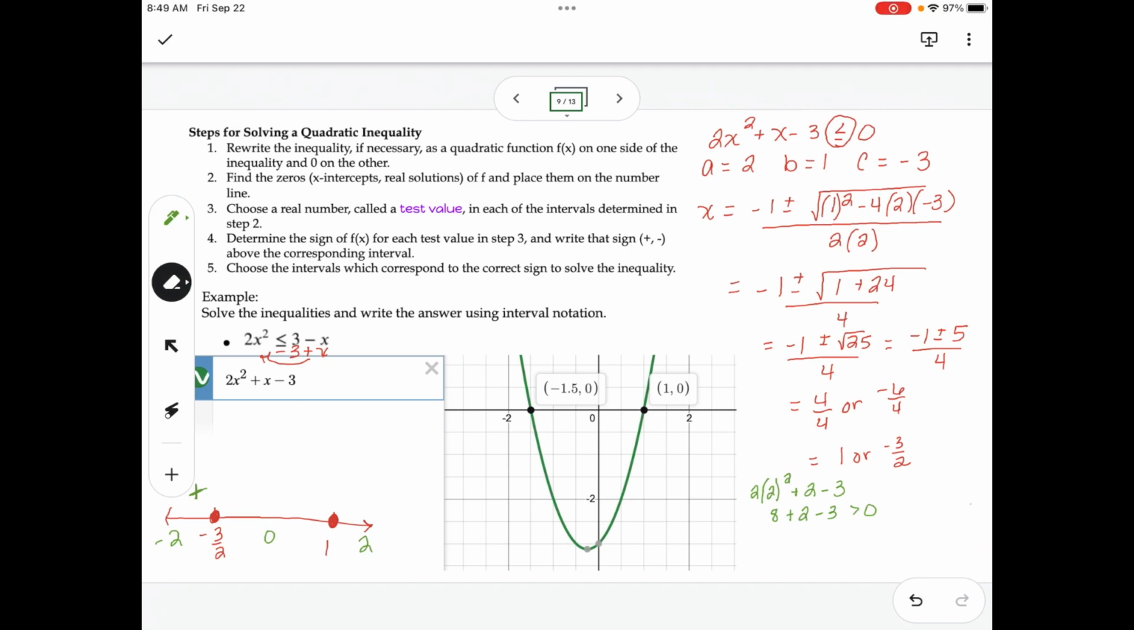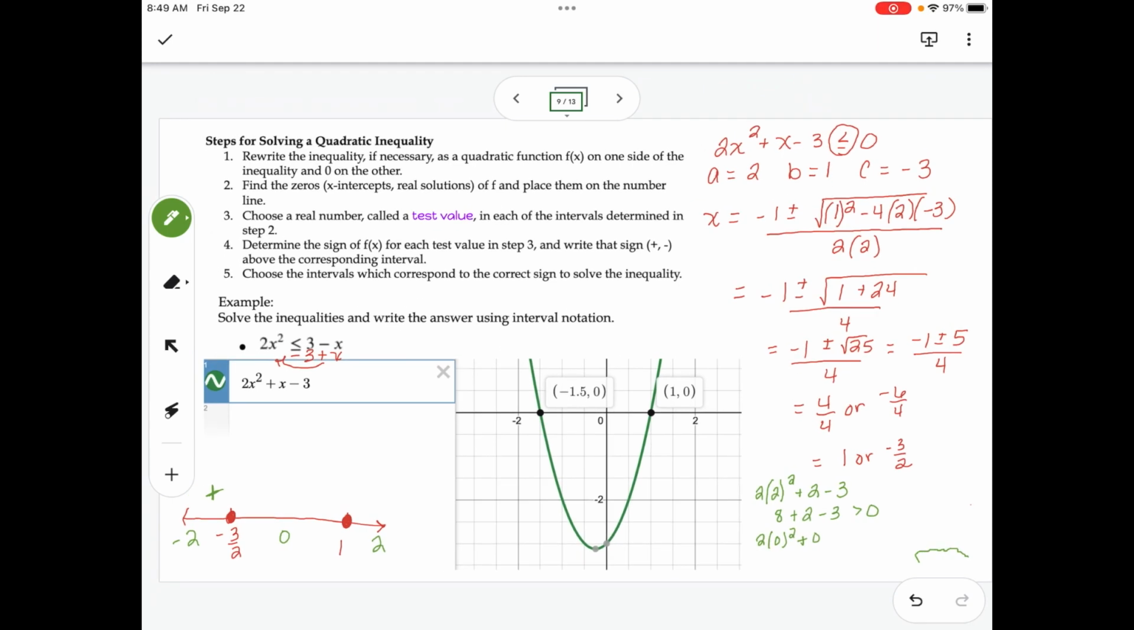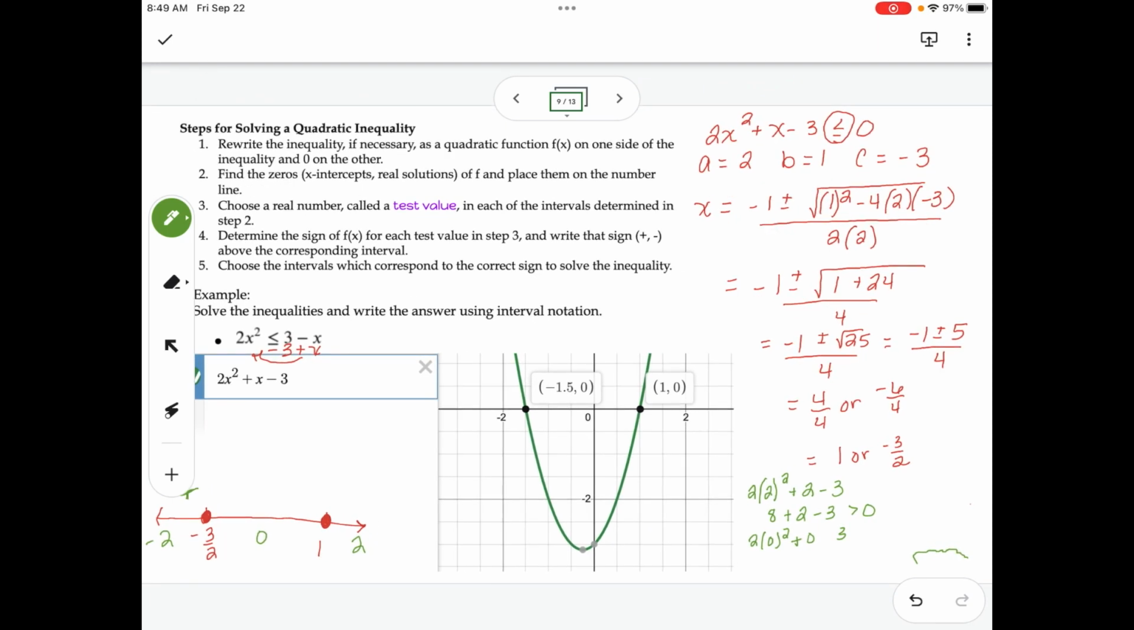Now I'm going to do the same thing for 0. If I substitute 0 in, 2 times 0 squared plus 0 minus 3. Of course, my finger's getting in the way over here. I apologize for that. So 2 times 0, so this is 0, 0, negative 3, so we're less than 0. So in this instance, we're negative.